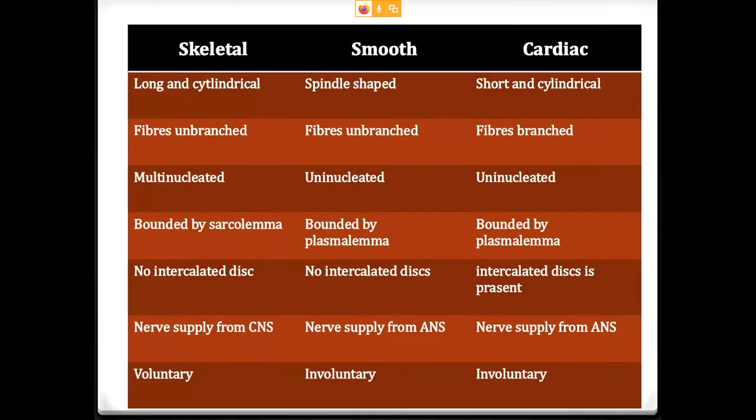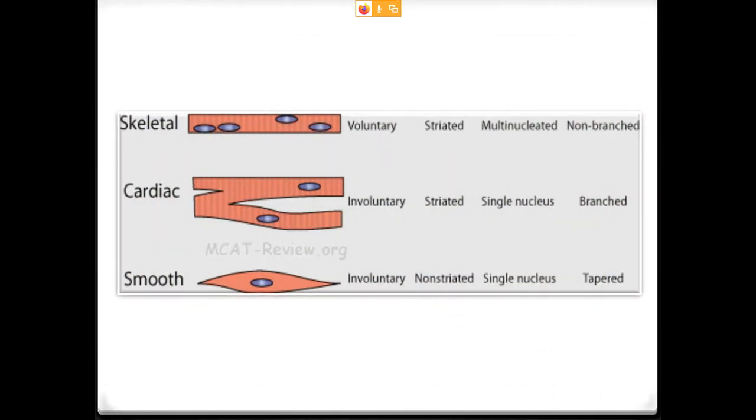Okay, then coming to the differences between skeletal, smooth, and cardiac. Skeletal muscle is long and cylindrical, smooth muscle is spindle shaped, cardiac is short and cylindrical. Fibers are unbranched in the skeletal, unbranched in the smooth, and branched in the cardiac. Okay, try to make a note of these differences between skeletal muscle, smooth muscle, and cardiac muscle. This is very important to remember. So here you can identify the skeletal muscle, cardiac muscle branched, and smooth muscles.